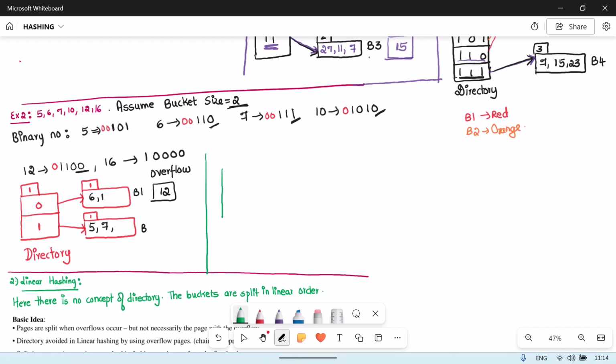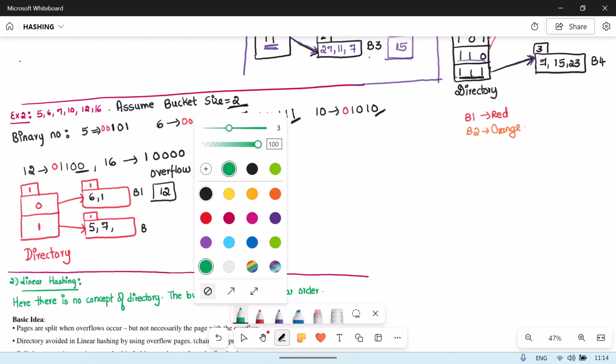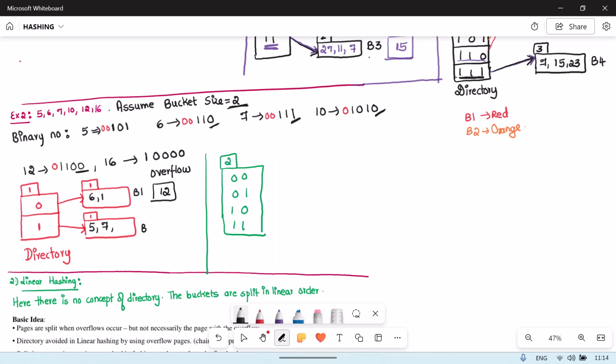So here, when you split that, your directory also will increase. Initially it was global depth 1. Now it will be 2. Because of 2, you will have entries 00, 01, 10, 11. So overflow has occurred in B2, so you will have to split that bucket. So see here, B1 will be here as it is. So this bucket is split.